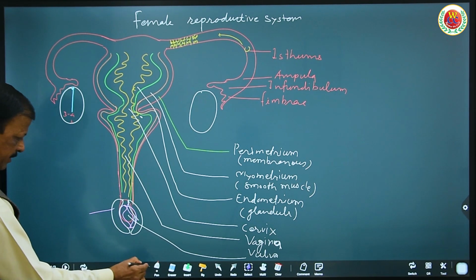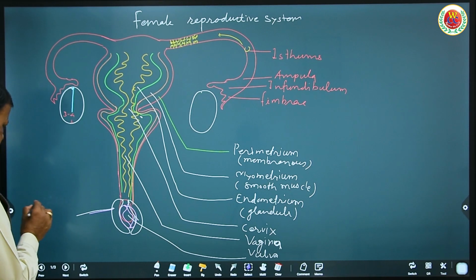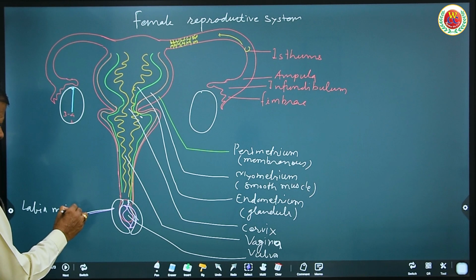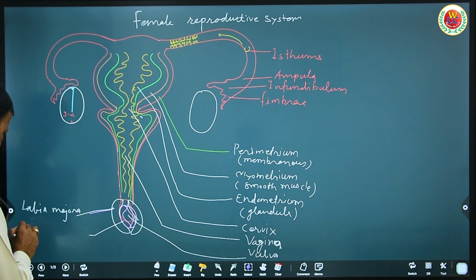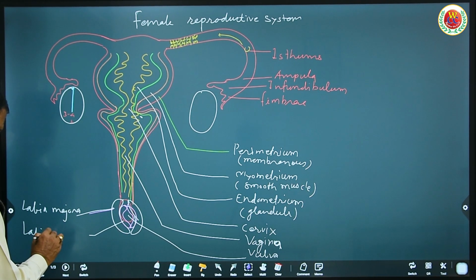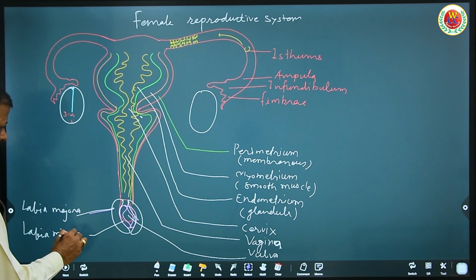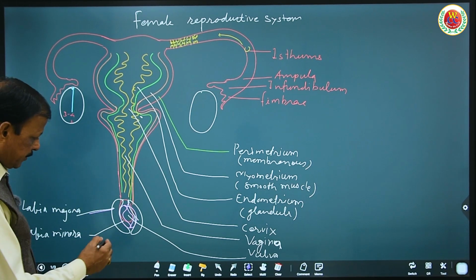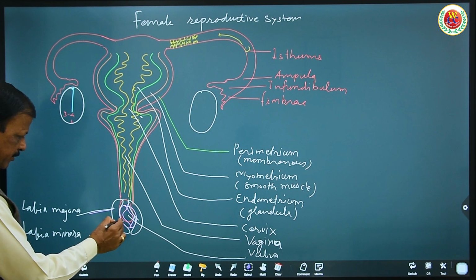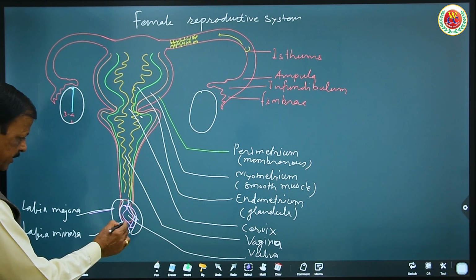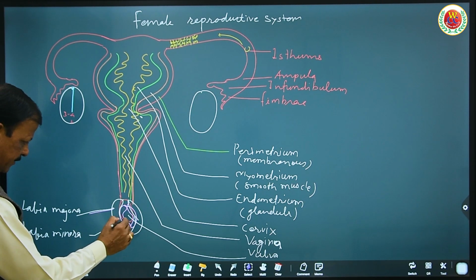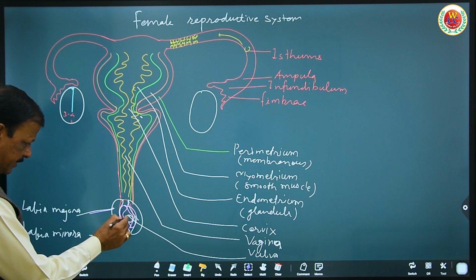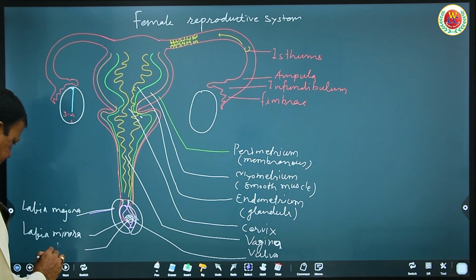This part is the labia majora. These inner folds are called labia minora. The labia majora cover the entire external genitalia of the female. Inner to the labia majora, these two folds are called labia minora. Inside the labia minora, the vaginal opening is covered by the hymen.